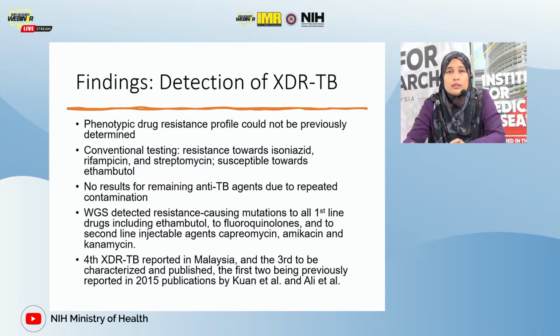Whole genome sequencing detected resistance-causing mutations to all of the first-line drugs, including ethambutol, to all the fluoroquinolones, and to the second-line injectable agents capreomycin, amikacin, and kanamycin. This would be the fourth XDR-TB reported in Malaysia, the third to be characterized and published, the first two having been previously reported in 2015 publications by Kwan et al. and Ali et al.